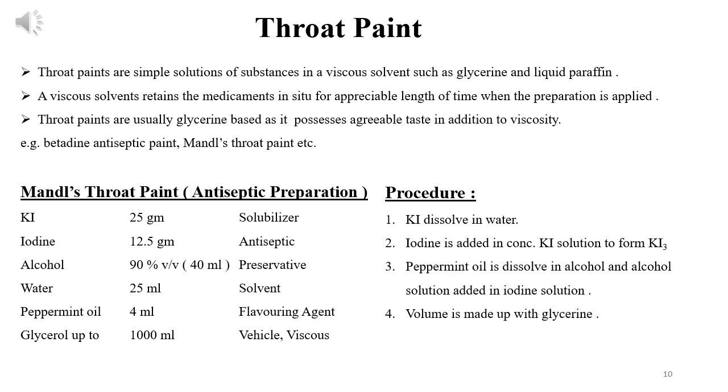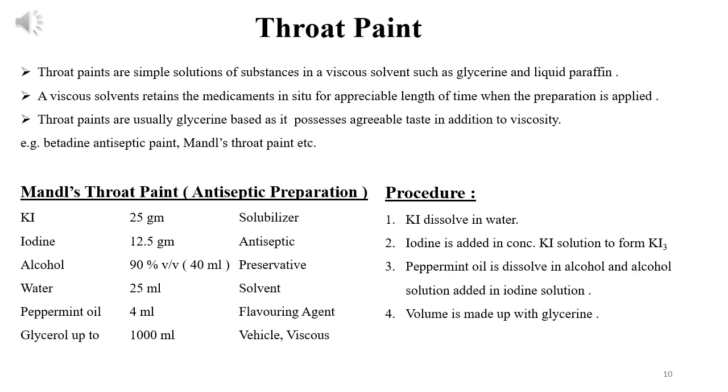So these are the quantities we take: KI 25 gram, iodine 12.5 gram, alcohol 40 ml, water 25 ml, peppermint oil 4 ml, glycerol up to 1000 ml.